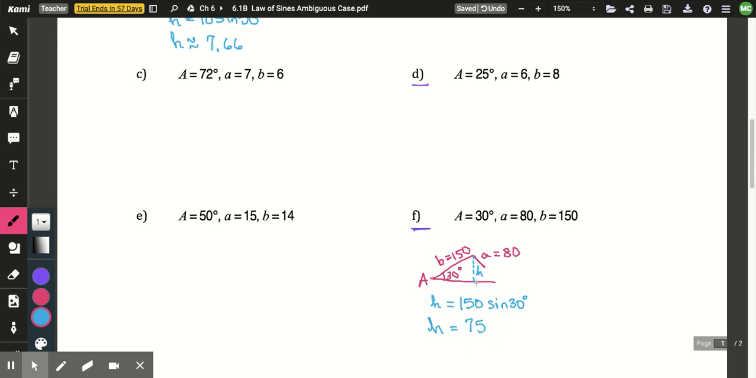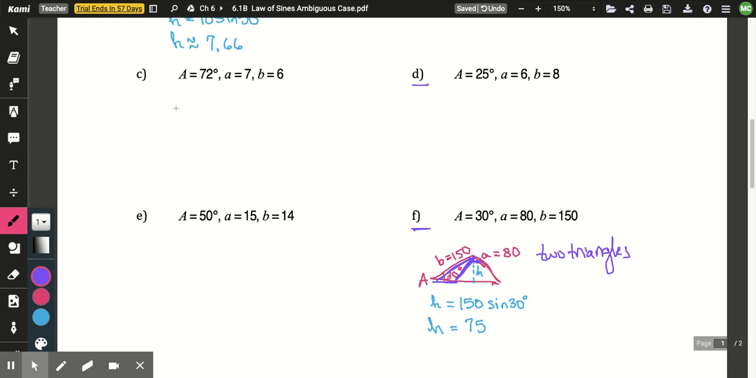And so the height of this triangle is 75, which means the side across from it is long enough to make it to the other side. So I could go ahead and draw in the rest of the triangle here. I know it's long enough to make it there. But this is another one where I don't know the size of this angle. So that means that this one would make a second obtuse triangle over here, like this as well. So this is another case that has two triangles.